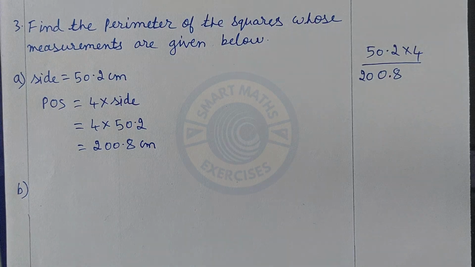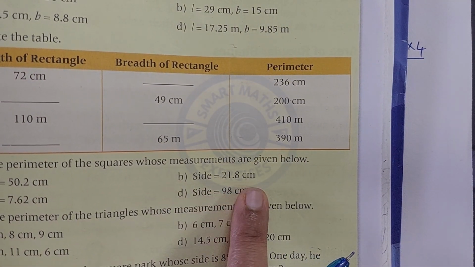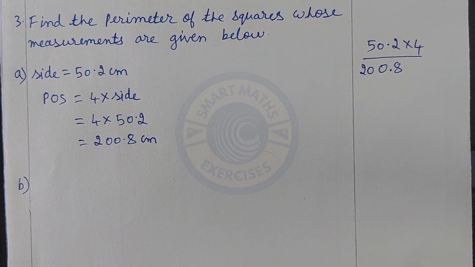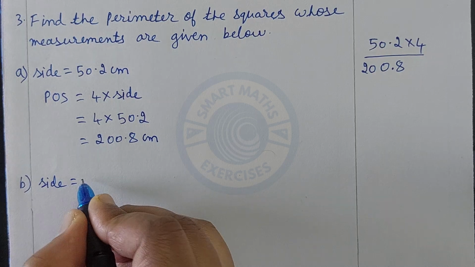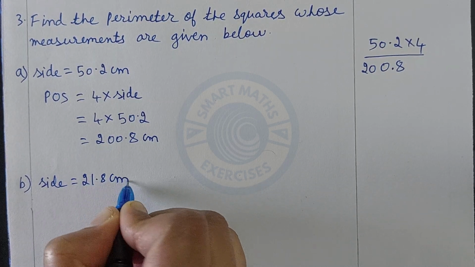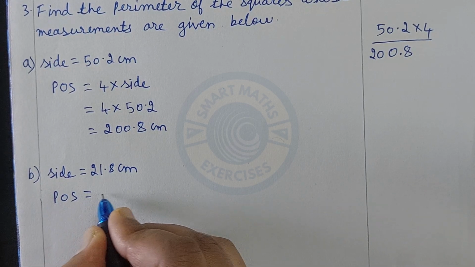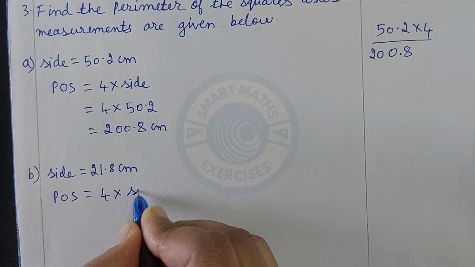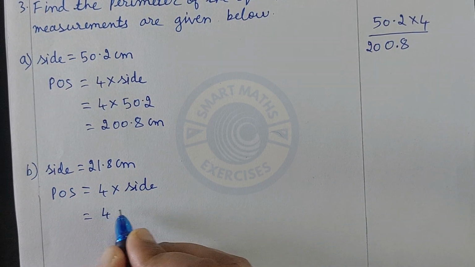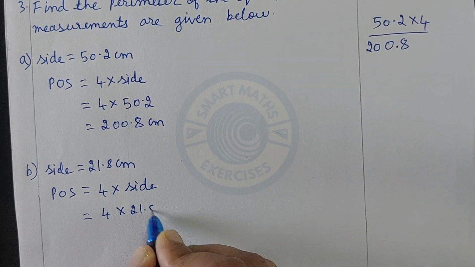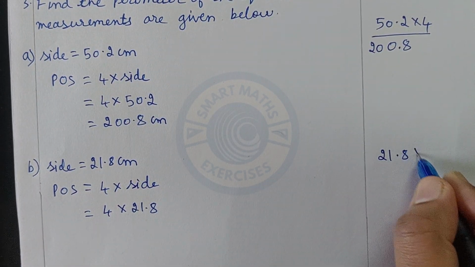Second question. Side is equals to 21.8 centimeter. Perimeter of square equals to 4 into side. Side is 21.8. So 4 into 21.8. Multiply 21.8 into 4.